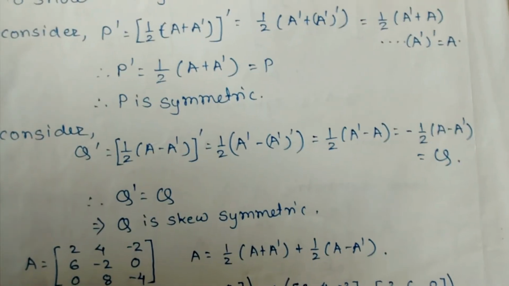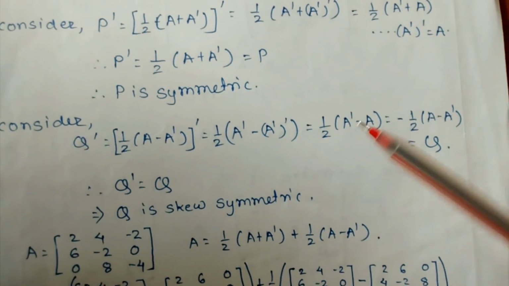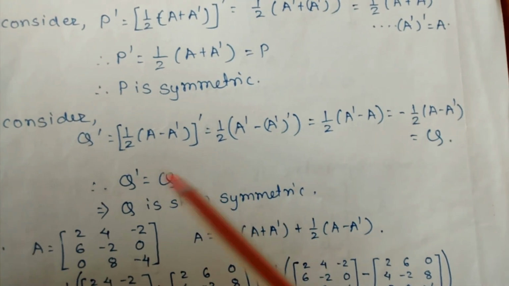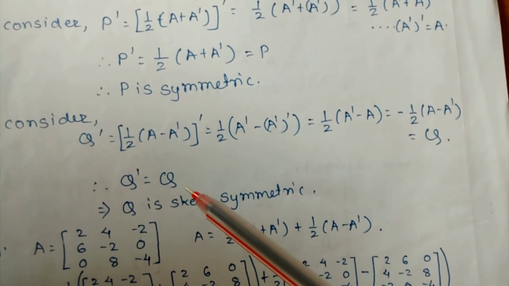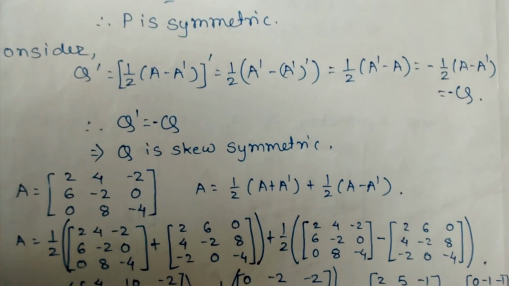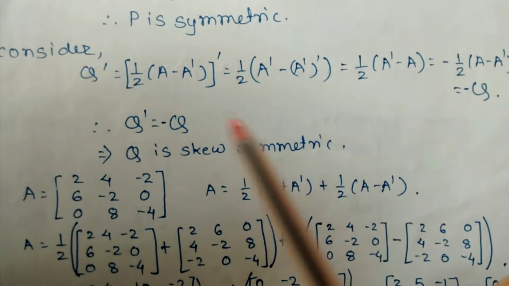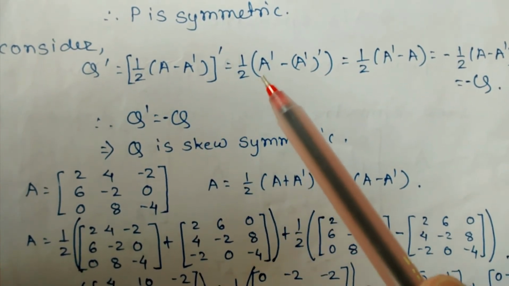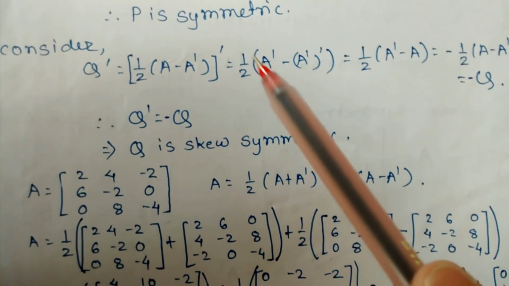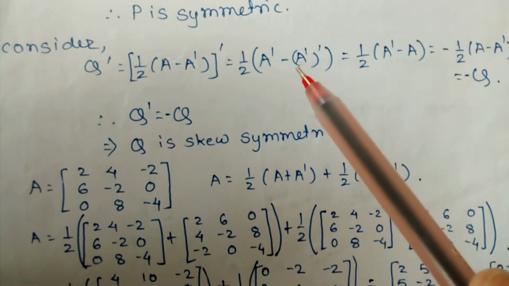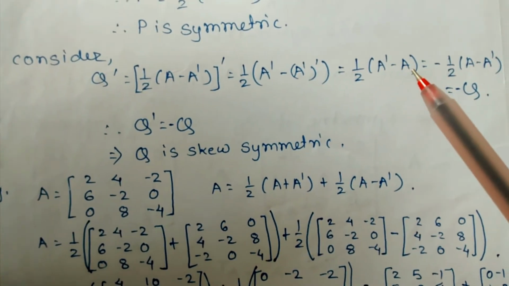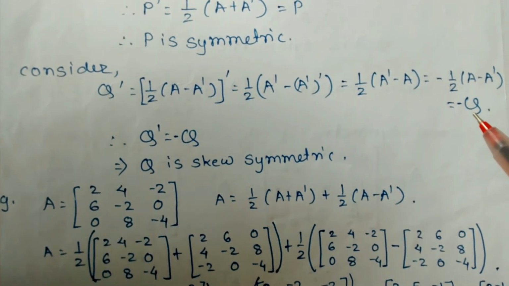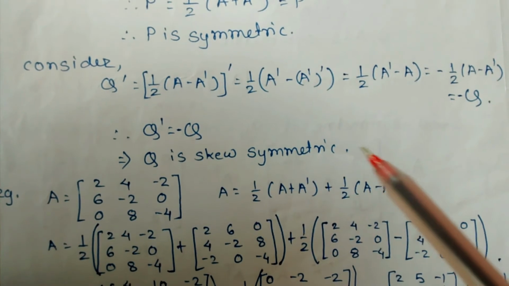Similarly, we can prove Q is a skew symmetric matrix. To prove Q is skew symmetric, we have to show that Q equals minus Q transpose. Therefore, we start with Q transpose. Q transpose is equal to 1/2 (A - A transpose) transpose. 1/2 is a constant term, we are keeping it outside. Now here A transpose transpose we get, which is nothing but A, we have already seen above. And finally we get minus Q. Therefore, Q is a skew symmetric matrix.